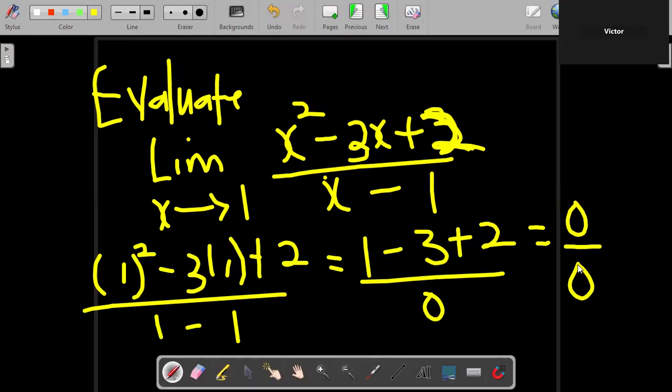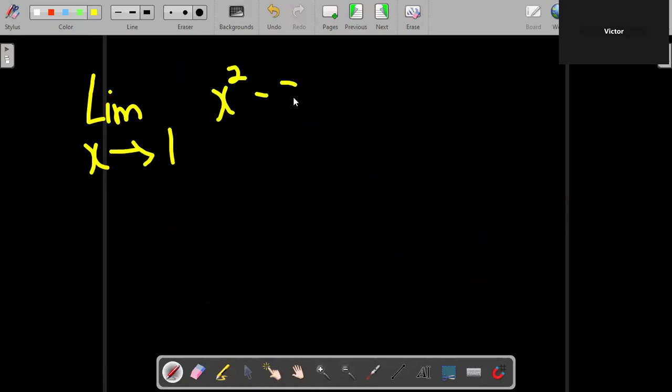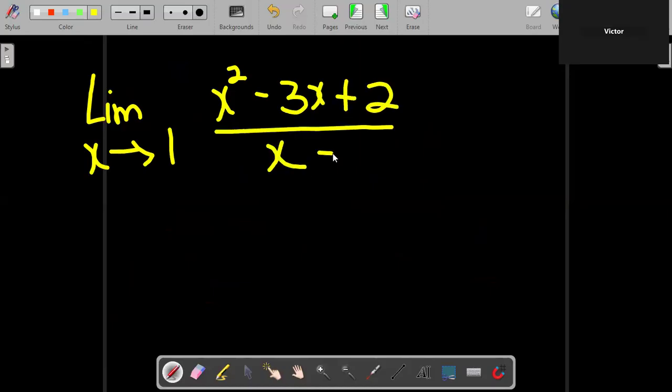Now, let's solve the question thoroughly. So let's say we have the limit x tends to 1 of x squared minus 3x plus 2 over x minus 1. If you look at the numerator, it's a quadratic expression. Anytime you have an x squared in an expression, that's a quadratic expression. So the numerator is quadratic.